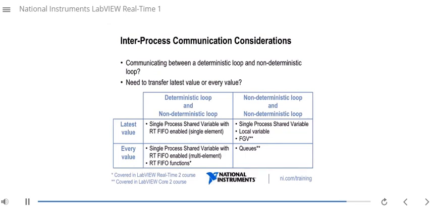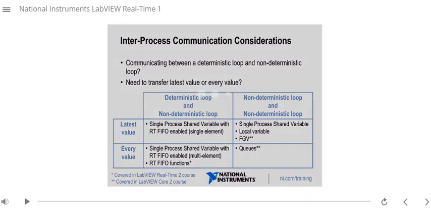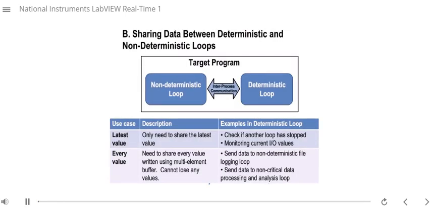Now you can describe considerations when selecting an inter-process communication method. Next, we will configure a single process shared variable with RT FIFO enabled to share data between a deterministic loop and non-deterministic loops. In the previous section, we described considerations when selecting an inter-process communication method. By the end of this module, you will be able to configure a single process shared variable with RT FIFO enabled to share data between deterministic and non-deterministic loops.